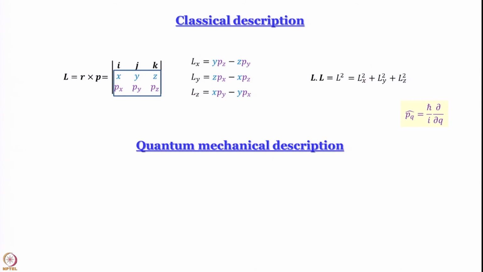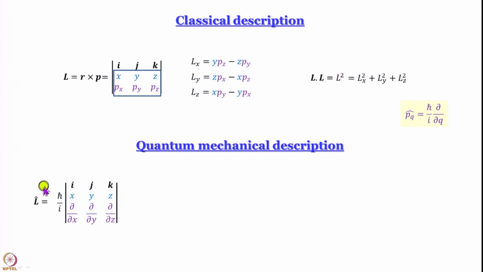Okay. Now, with that, let us try to write a similar determinant for the L hat operator, the angular momentum operator. What will it be? It will be something like this. First row remains the same i j k, second row also remains the same. In the third row you are going to have h cross by i del del x, h cross by i del del y, h cross by i del del z.